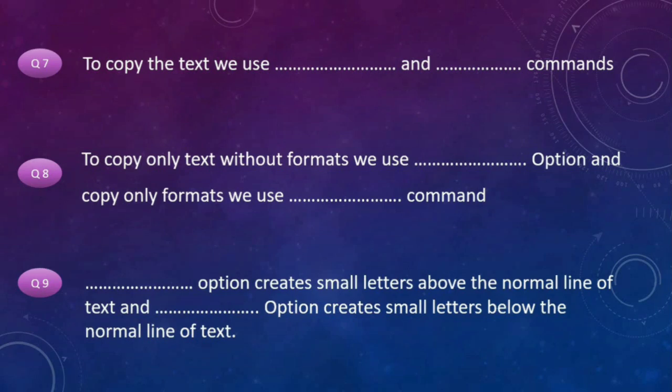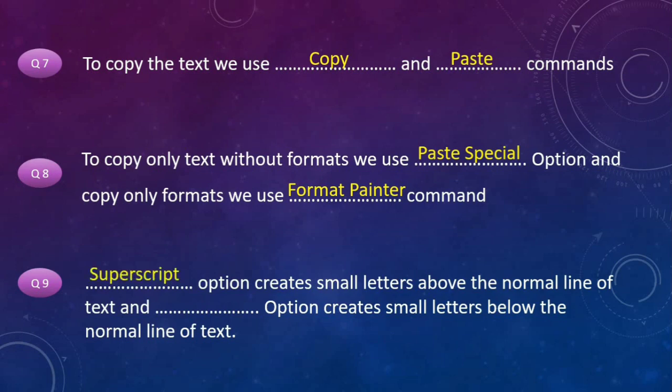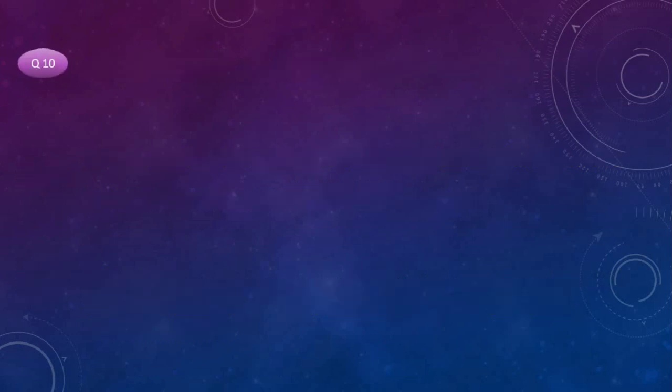To copy the text, we use copy and paste commands. To copy only text without formats, we use paste special option, and to copy only formats, we use format painter command. Superscript option creates small letters above the normal line of text and subscript option creates small letters below the normal line of text. Next question.